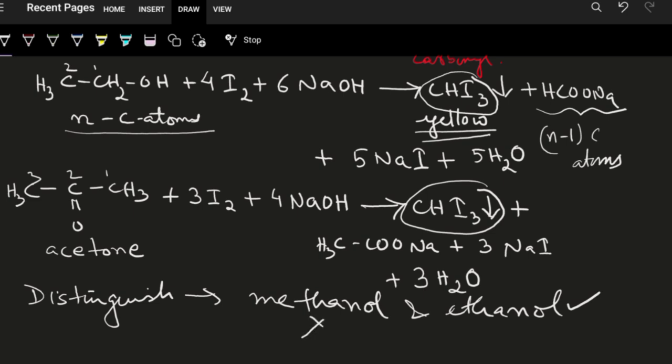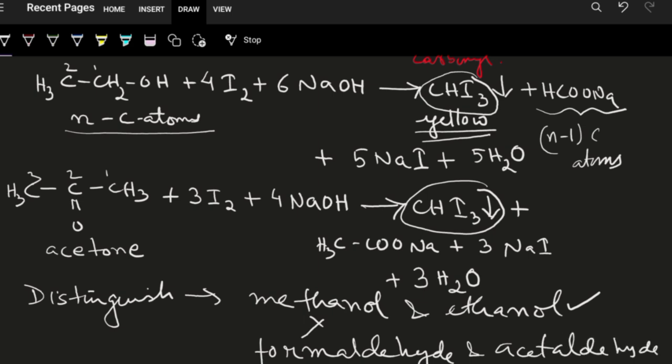I can say distinguish by chemical test formaldehyde, HCHO is formaldehyde, and acetaldehyde. The same thing you will do, formaldehyde and acetaldehyde. Acetaldehyde is CH3CHO. So it contains keto methyl group, it will respond.